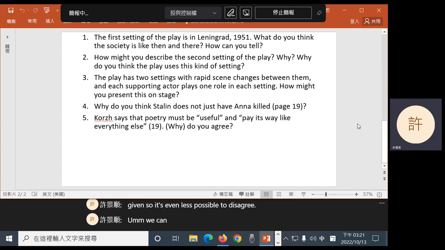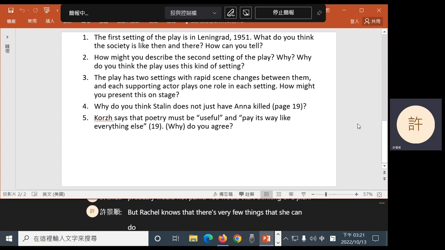We can notice at the bottom of page two, when the voice tells Rachel to stay where you are, her first reaction is to panic. And this tells us that she knows that there could be very bad consequences for doing something wrong. If you know that you can maybe talk to somebody or negotiate with somebody, you probably would not panic. You would start thinking of a plan. But Rachel knows that there's very few things that she can do, so she panics.